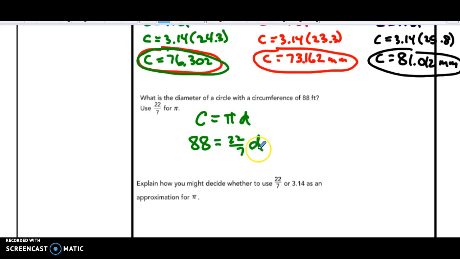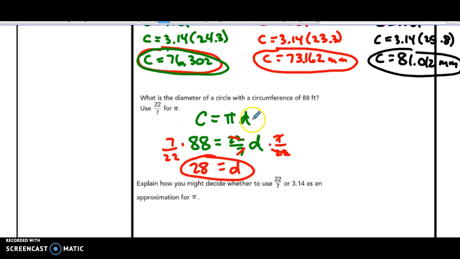So if I need to solve for D, you will remember from earlier this year in solving equations that the way to get rid of a fraction is to multiply by the reciprocal. So if I turn 22/7 upside down, it becomes 7/22. So those will cancel over here and leave me just with D. On this side, I can do 88 times 7 and then divided by 22, which gives me a diameter of 28.